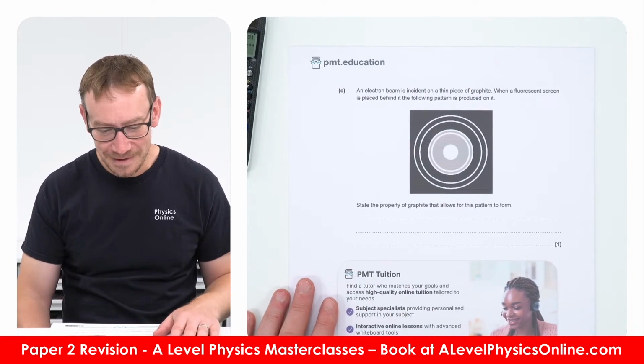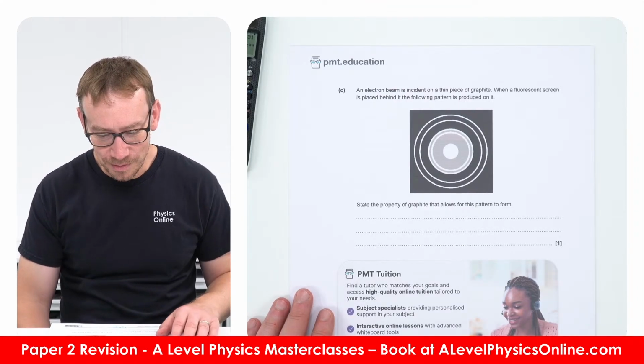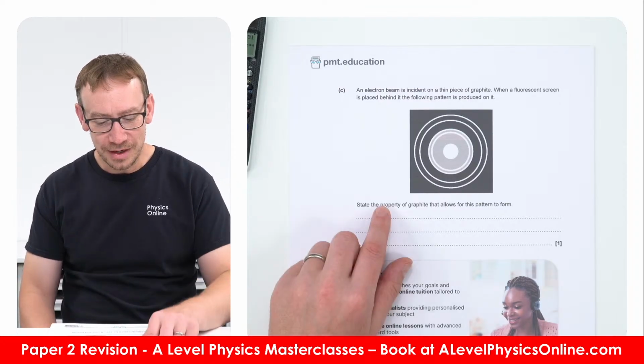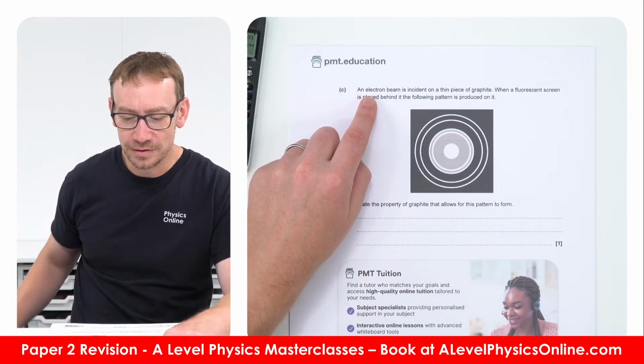This has to be, yeah, that's not the best diagram in my opinion. I know what it's showing, but it's maybe not as clear as it could be. State the property of graphite that allows this pattern to form when you've got electrons incident on a thin piece of graphite.